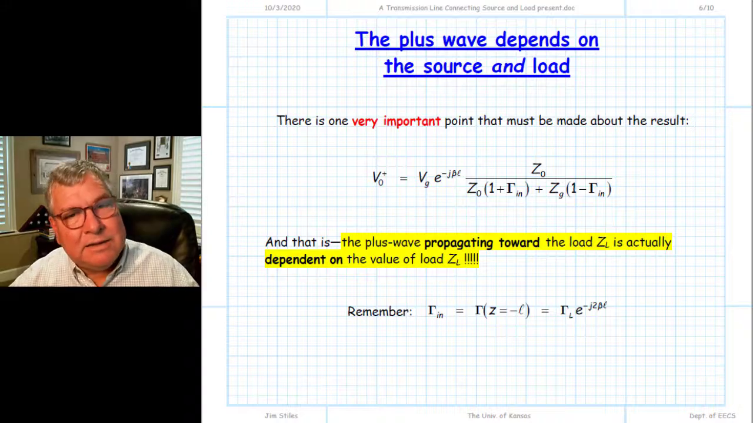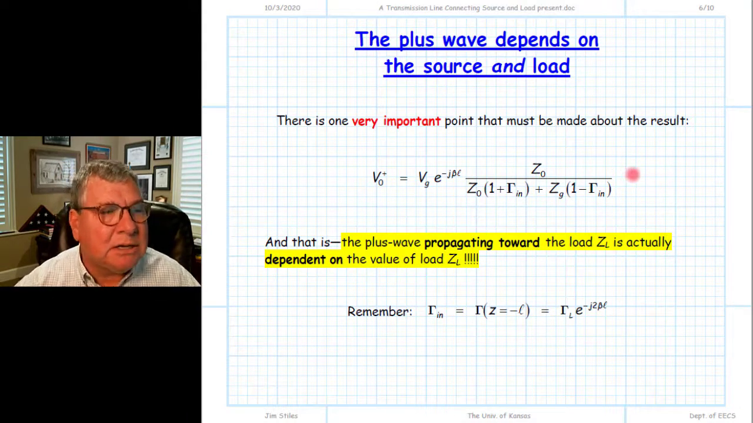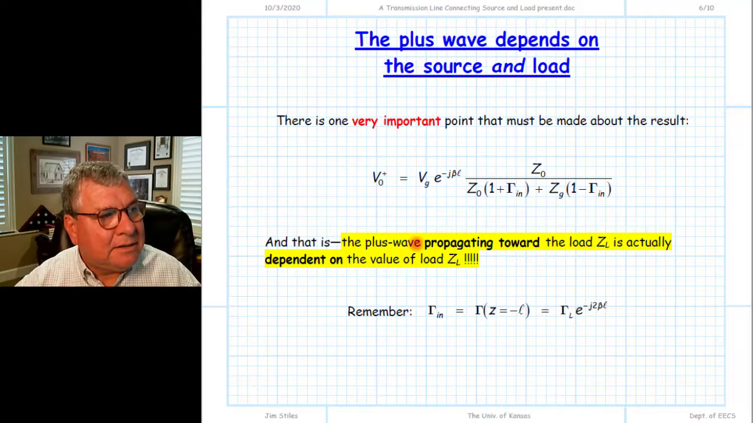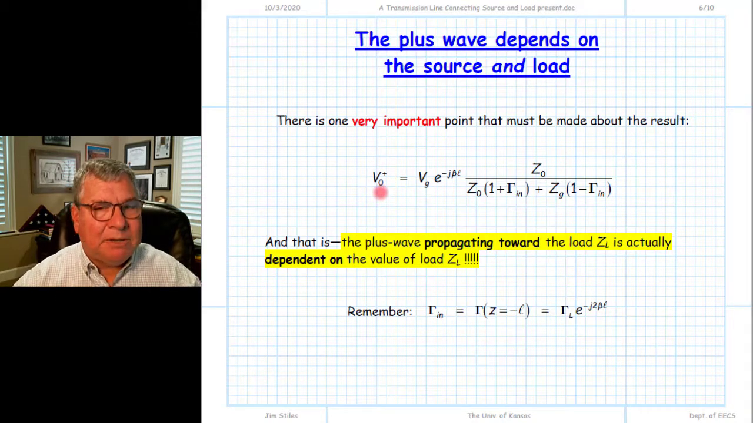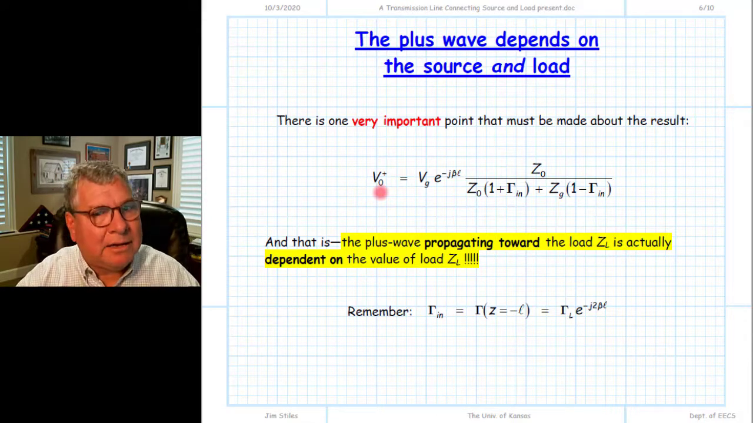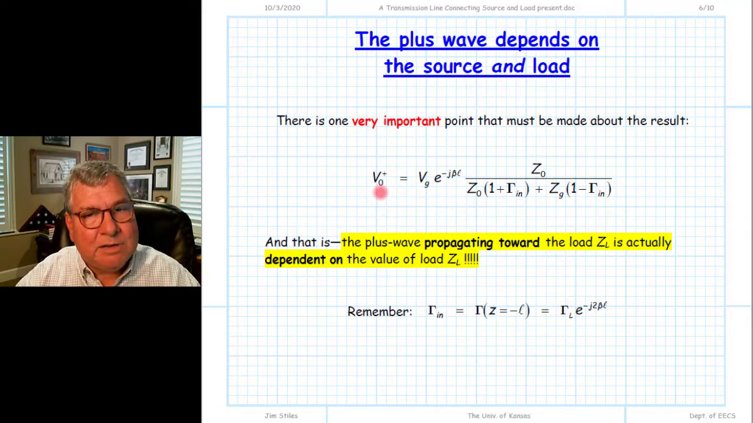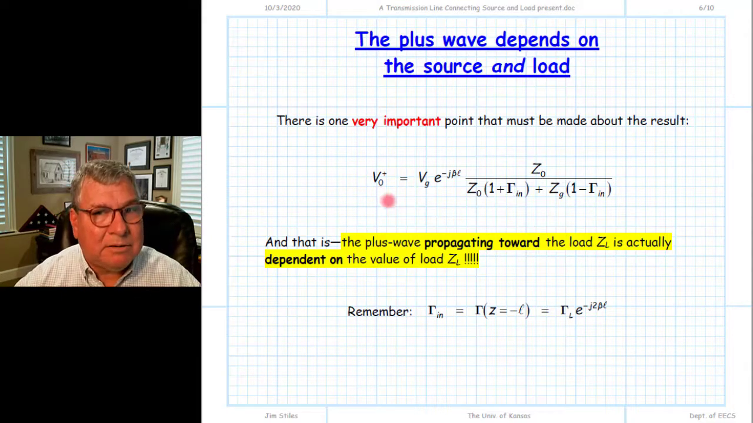So the one thing to take away from this result that's crucial in our understanding of transmission lines and how they work is that this value V plus, and remember that is the complex wave amplitude describing the plus going wave, the electromagnetic wave that is propagating from the source to the load. The complex wave amplitude that describes the wave propagating from the source to the load, of course, depends on the source itself. We would certainly expect that to be the case.